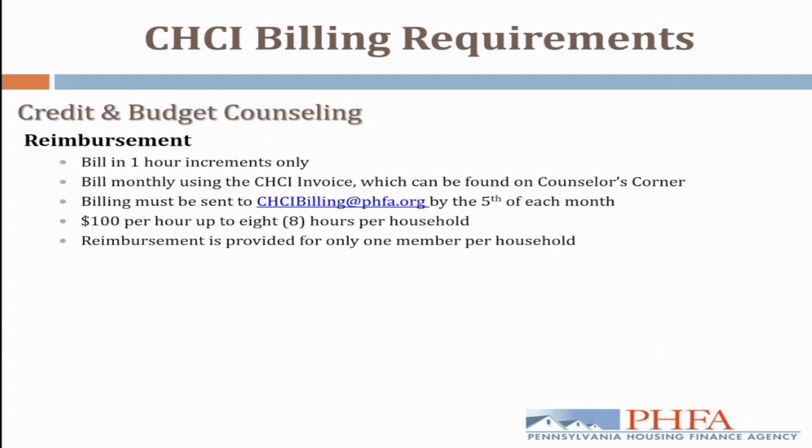So here you can bill in 1 hour increments only. You want to bill using our CHCI invoice, which you've heard me mention. And here you have $100 per hour up to a max of 8 hours per household. Okay, so you can go all the way up to 8 hours with your counseling under credit and budget counseling.